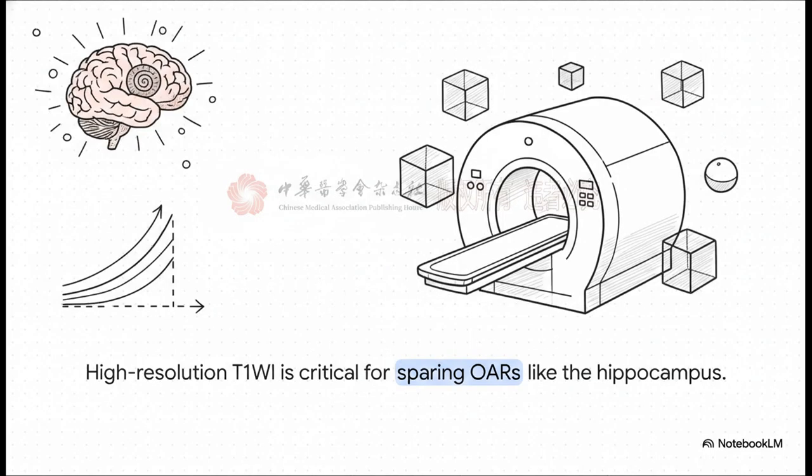And it isn't just about the target, it's also about the organs at risk. For OARs with steep dose-response curves, like the hippocampus, the guideline mandates high-resolution volumetric imaging. We're talking 1 mm isotropic voxels to ensure precise delineation and avoidance, ultimately minimizing neurocognitive toxicity.